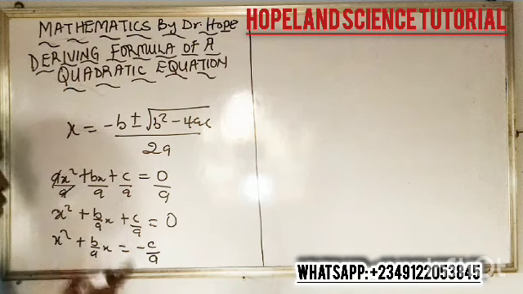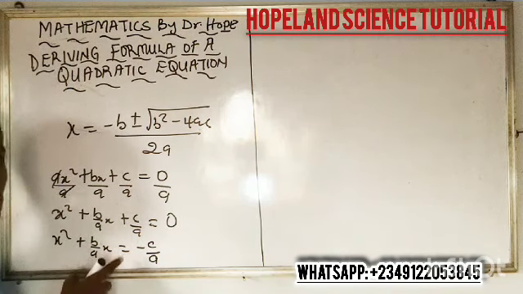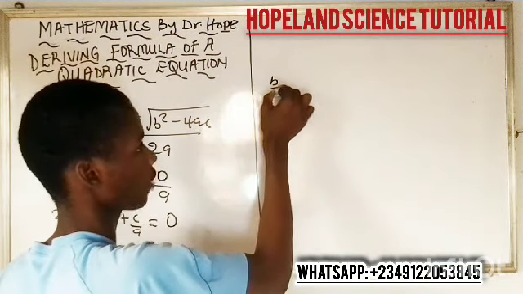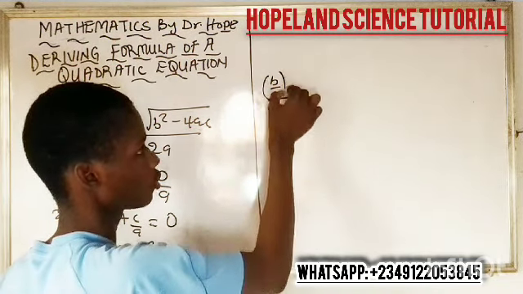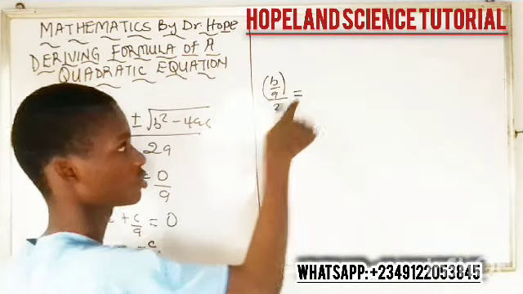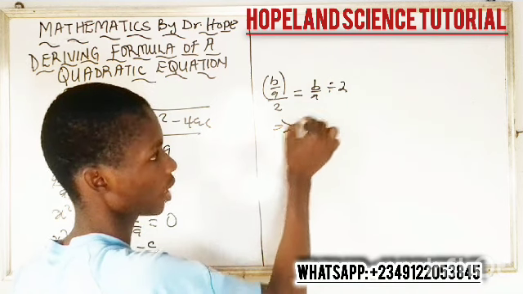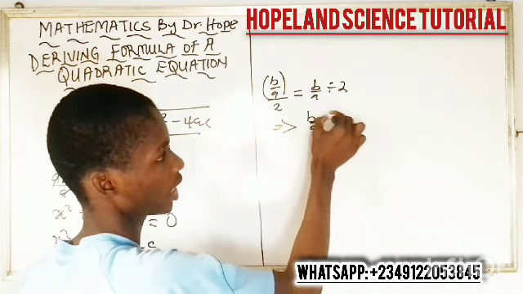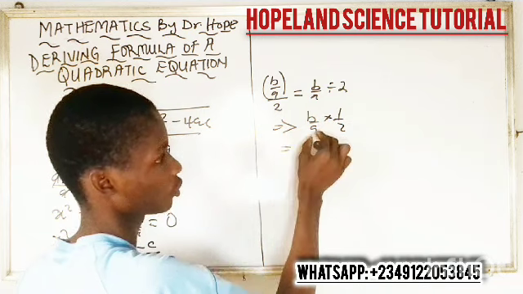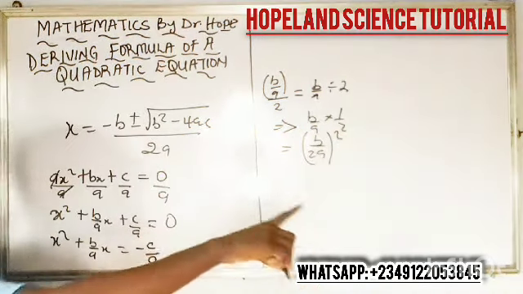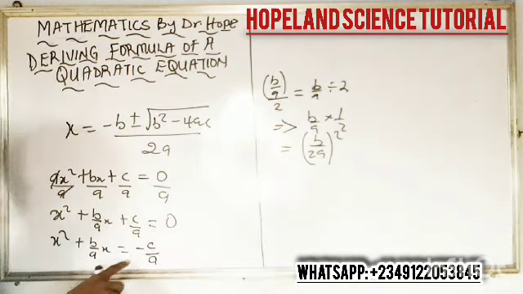Remember, we add to both sides the half of the coefficient of x. So what is the half of the coefficient of x here? It is b over a divided by 2. If you understand mathematics very well, we can write this as b over a divided by 2, which is the same thing as b over a times 1 over 2, which will now give us b over 2a. So we are going to square it. This is what we are going to add to both sides.